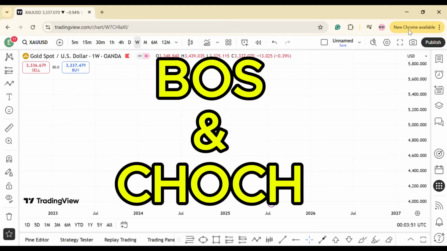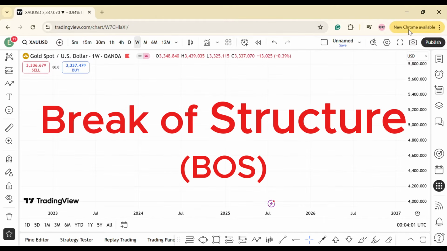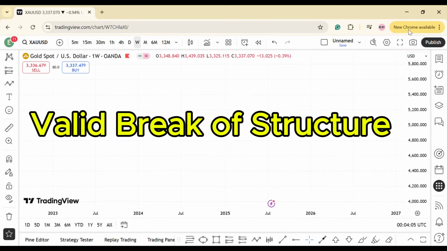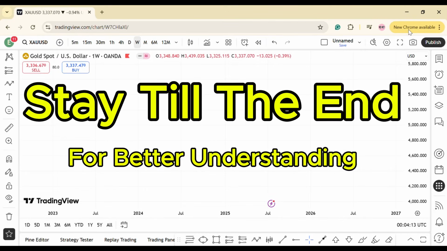Hello traders, you're welcome. In this video, you will understand what is market structure, the difference between break of structure and change of character, and how to identify a valid break of structure and a valid change of character. Make sure you watch to the very end so you can understand all you need to know about structure.